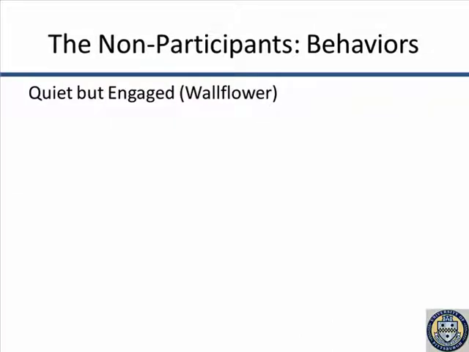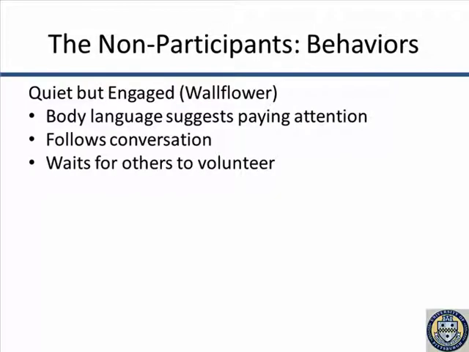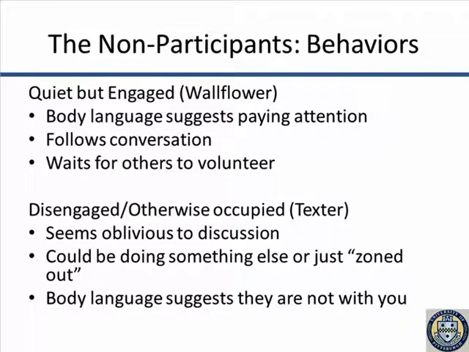So if you think about the wallflower, or the engaged but quiet learner, this is somebody whose body language suggests they're paying attention. They're nodding, they're smiling, they're making eye contact, they might be writing things down, they're following the conversation. They may lose eye contact when you ask a question of the group, but they're with you. And then you have the texter, or the otherwise occupied learner, who seems oblivious. They could be doing something else like texting, or they could just be staring into space, right? You're wondering if they're having a nap. But something about their body language suggests that they're not with you.